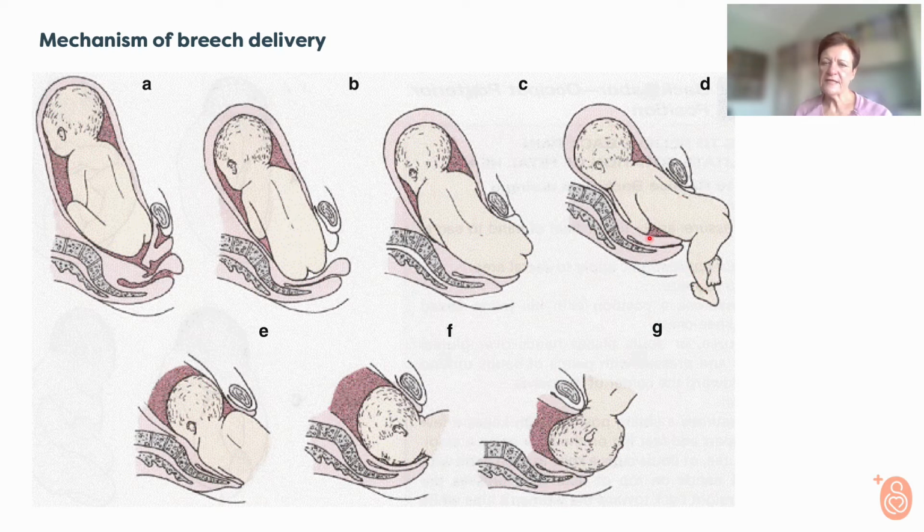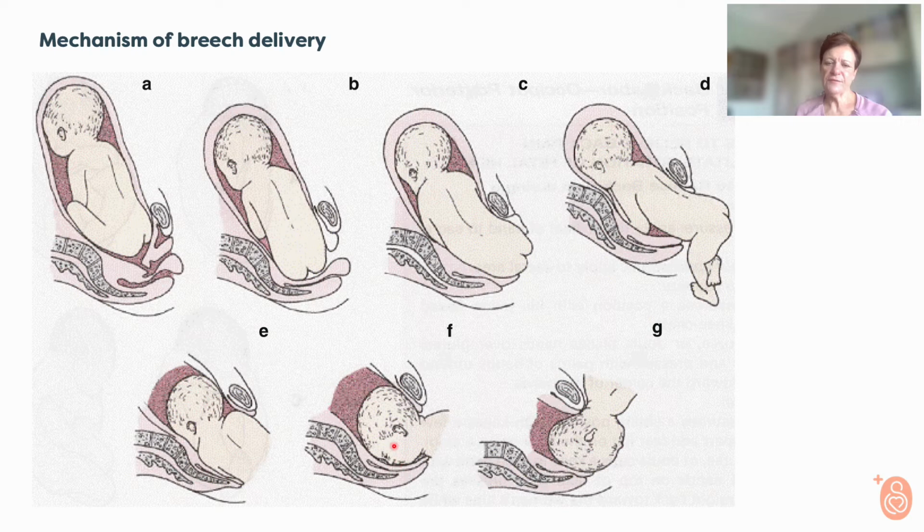Then we have a mechanism of the shoulders, how the shoulders move through the pelvis. The shoulders, like in a normal cephalic presentation, have to get in the anterior posterior diameter to be born, because otherwise this diameter is too big for the shoulders to come through. And then the head is the third part of the mechanism.